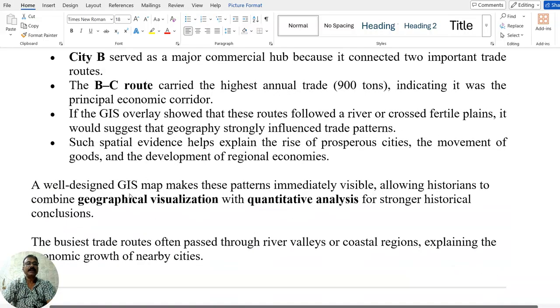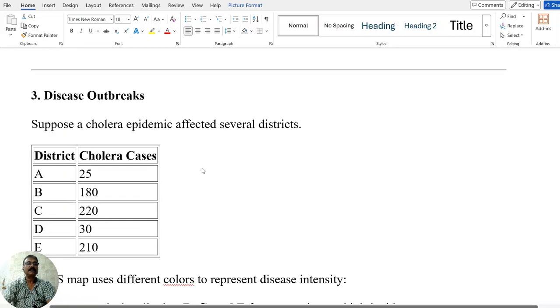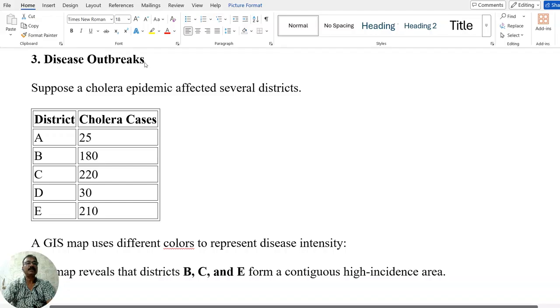A well-designed GIS map makes these patterns immediately visible, allowing historians to combine geographical visualization with quantitative analysis for stronger historical conclusions. The busiest trade routes often passed through river valleys or coastal regions, explaining the economic growth of nearby cities.